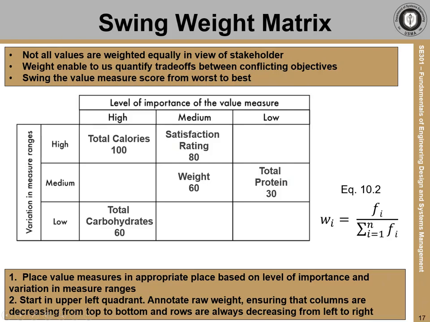We now assign swing weights to the different value measures. Calories and carbohydrates have the highest level of importance according to the stakeholders. Satisfaction rating and weight have medium importance, and protein has low importance. Combining those with appropriate variations in range, we assign values of 100 for total calories, 80 for satisfaction rating, 60 for weight, 60 for total carbohydrates, and 30 for total protein. Note that the values decrease as you move down a column or to the right in a row.